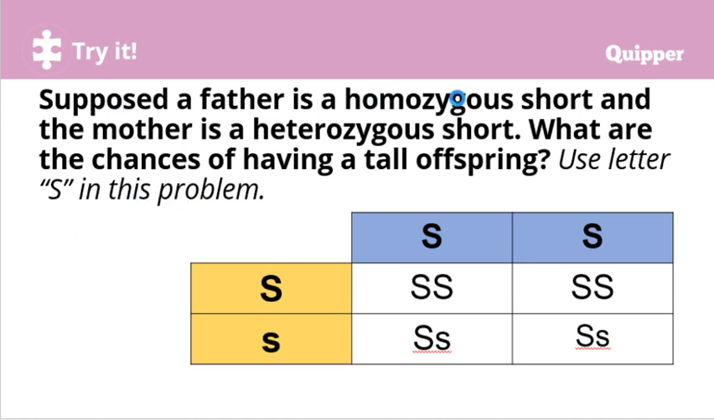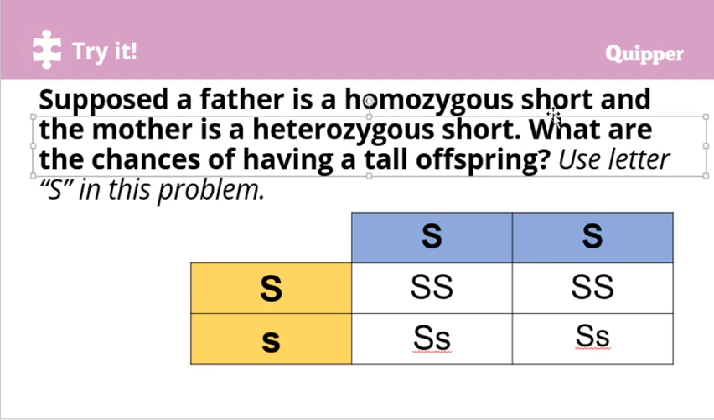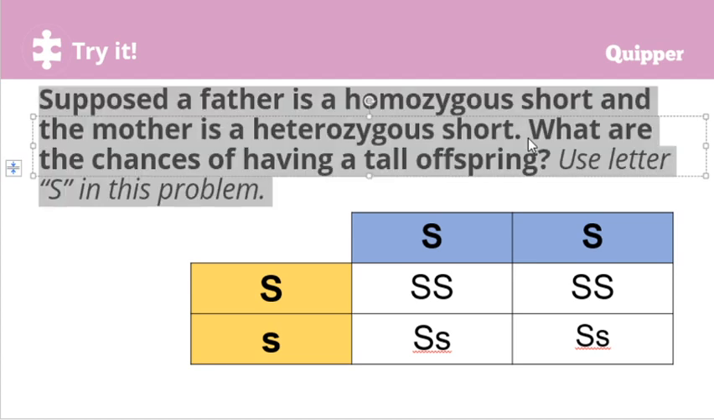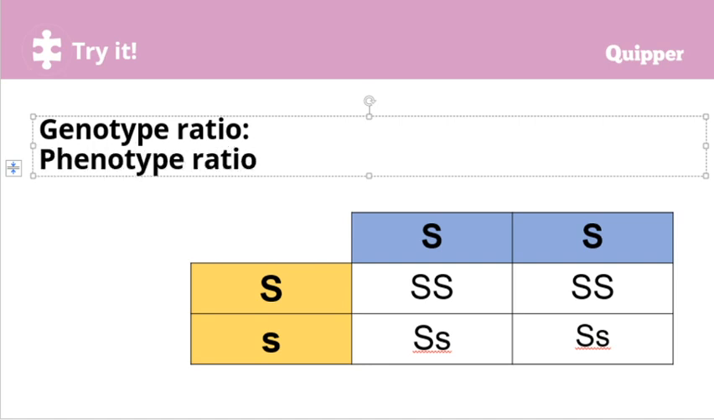Alright, so, tapos na tayo sa parents, identifying the parent number 1, parent number 2 dito, nag-cross na tayo, so meron na tayong genotype nila. So, ano gagawin natin next? So, let me just delete this one. And let's put the genotype ratio. Alright? So, sa genotype ratio, ilagay natin yung phenotype ratio naman sa baba. Alright? Ito. So, genotype ratio, ano bang meron?